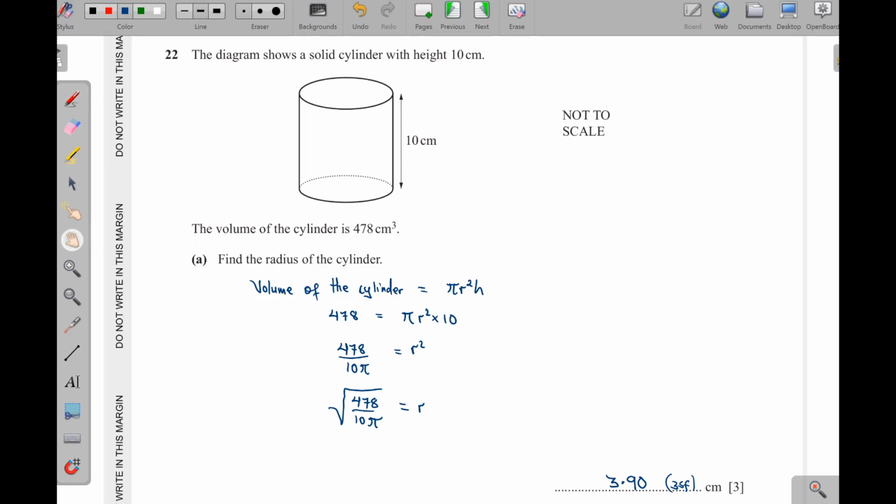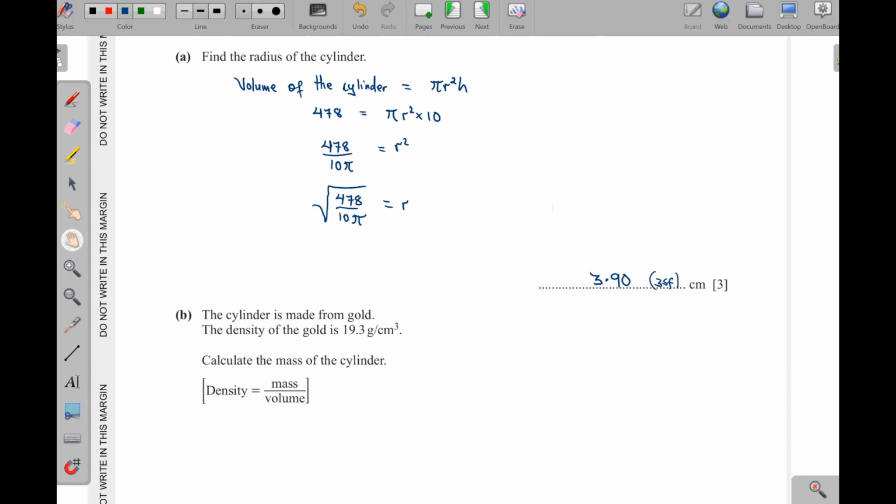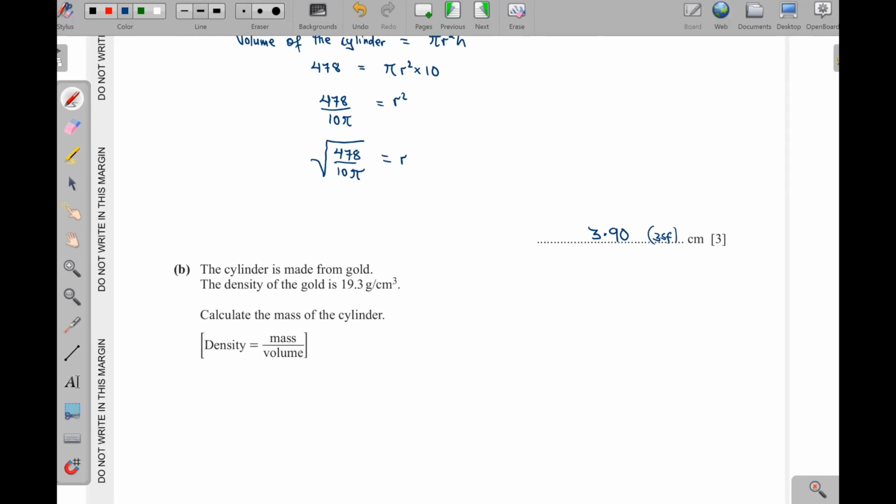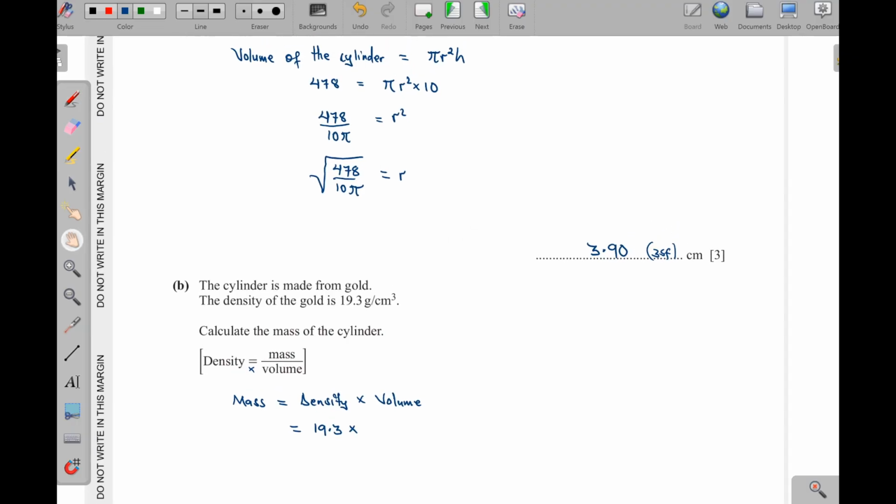Figures. Okay. The next part being, the cylinder is made from gold, and they are saying the density of gold is 19.3 grams per centimeters cubed. Calculate the mass of the cylinder. So right from here, I can cross multiply to get the mass. So mass is equal to density, then times what? The volume.